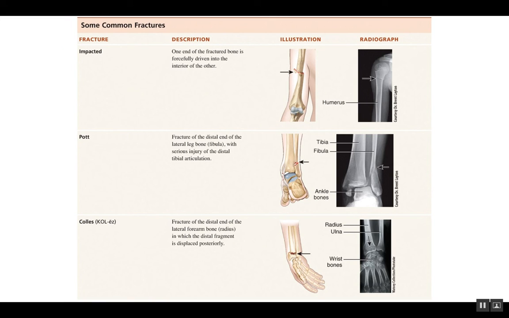There are impacted fractures where the bone breaks but then it's forced into one another. Pott's fracture is at the distal end of the fibula. Colles fracture is at the distal end of the forearm bone, the radius. So these just happen to be some of the more common fractures that can occur.